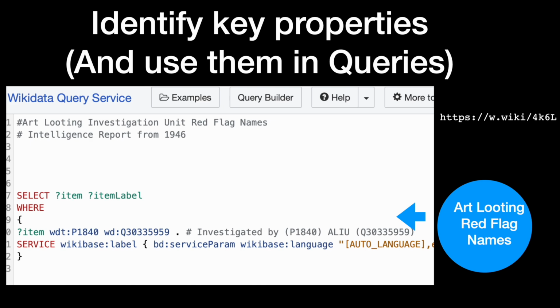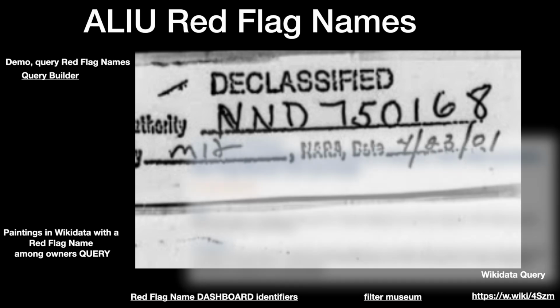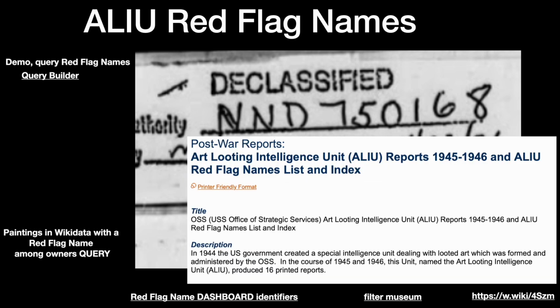So the first key property is art looting red flag names. And in fact, it's not one property. It's a combination of investigated by and art looting investigation unit. Well, what is the art looting investigation unit? It was a subsection of the Monuments Men composed of just a few investigators who wrote reports in 1945 and 1946 detailing the network of people involved in trading Nazi looted art.